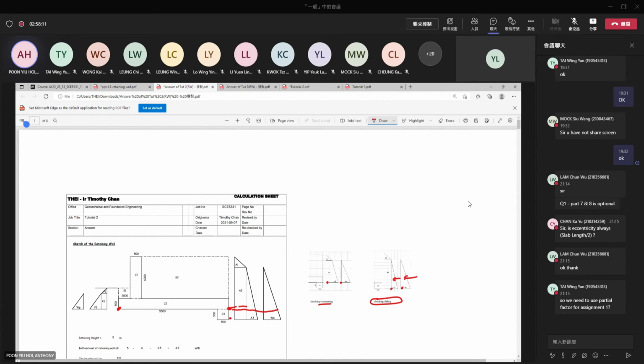So you will see actually there's a little bit of difference when checking the sliding. This is quite conservative actually. You can use this.